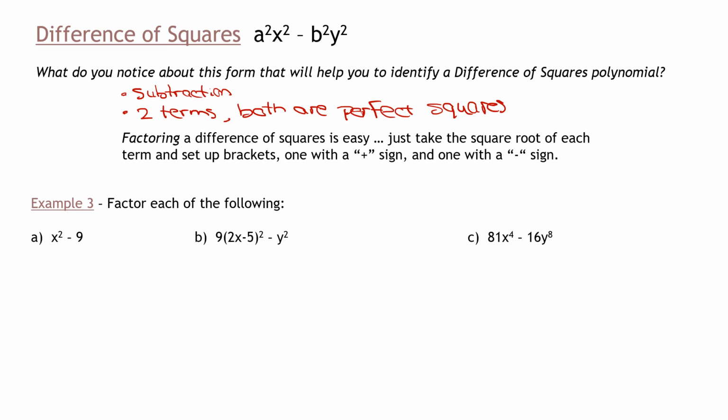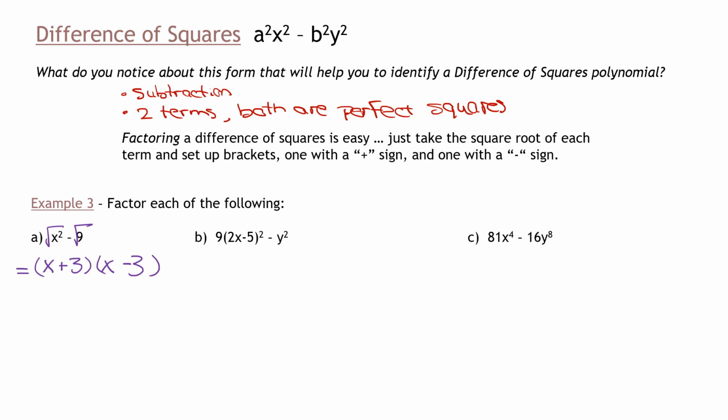What I'm going to write out is exactly what it says when it says this is easy. So I set up two sets of brackets, one with a plus sign, one with a minus sign. It doesn't matter which one gets which. We take the square root of the front term, that goes at the front. We take the square root of the back term, that goes at the back. Done. That's difference of squares. And you could multiply it out with binomial expansion to see that it truly is x squared minus 9.